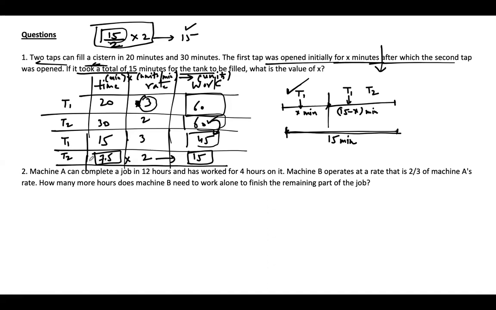Please understand T2 is working for 7.5 minutes. Because T2 is working during this time frame. This time frame is 7.5 minutes. Now, what is the question asking? If it took a total of 15 minutes, what is the value of X? If total is 15 and this is 7.5, so what is the value of X? So 7.5. Okay. So answer is X is equal to 7.5 minutes.